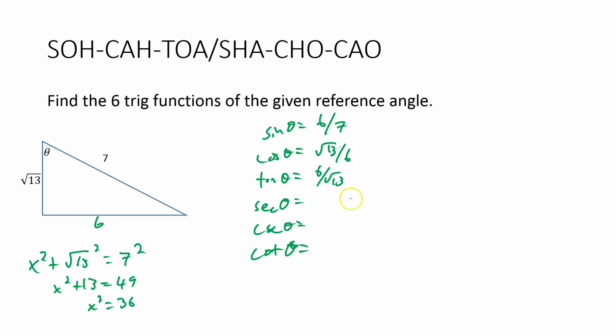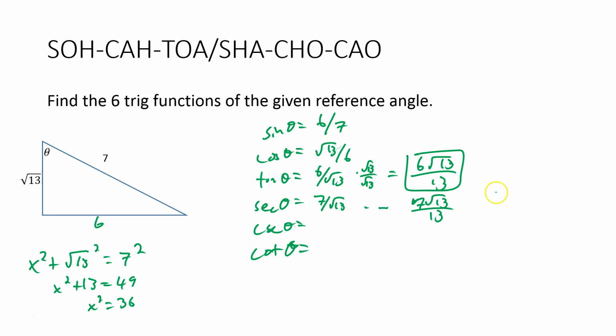Now, we don't like the root in the bottom. For the quiz, I'm okay with you leaving the root in the bottom because it shows you know the function, but really we should multiply by root 13 over root 13. So that is 6 root 13 over 13. Secant is hypotenuse over adjacent. That's 7 over root 13. Rationalize that. It'll be 7 root 13 over 13.